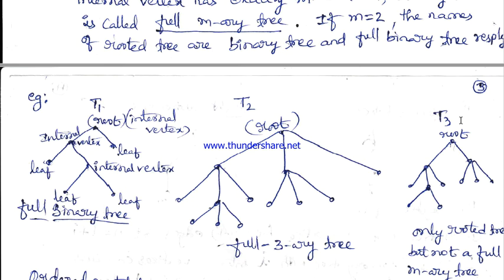Coming to the third example, we can see at the root vertex there are only 2 children, whereas at the next level internal vertices, each has 3 children. So the number of children at the internal vertices is not uniform. Therefore we say that this is only a rooted tree but not a full m-ary tree.